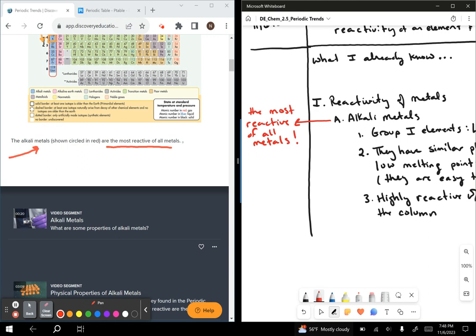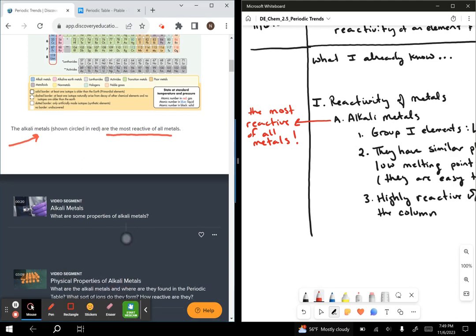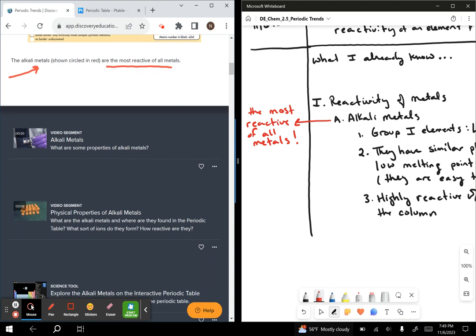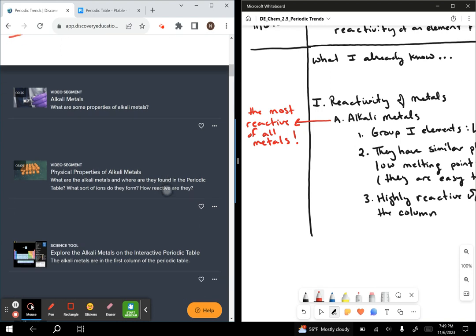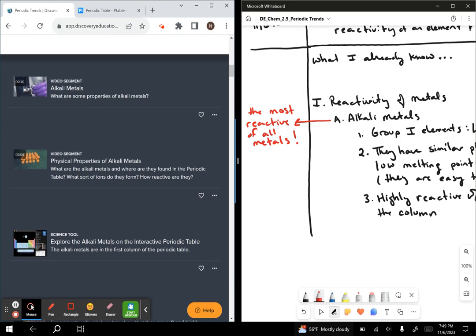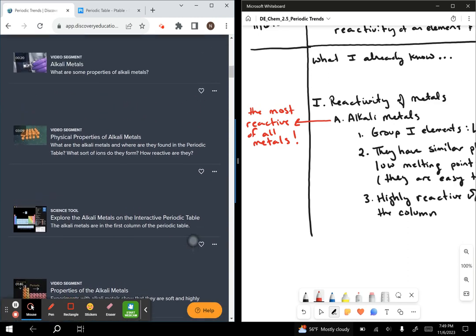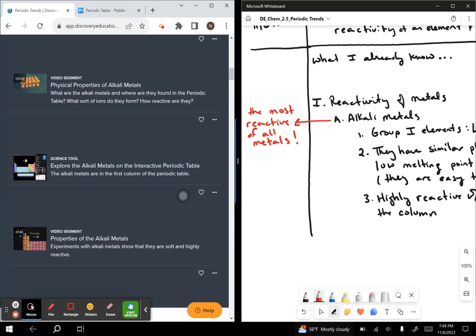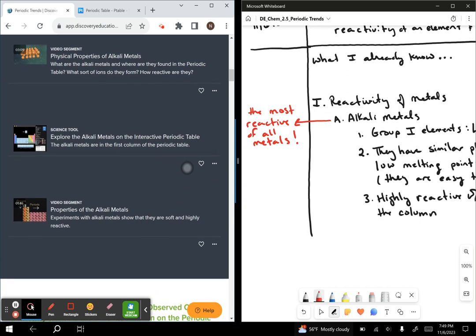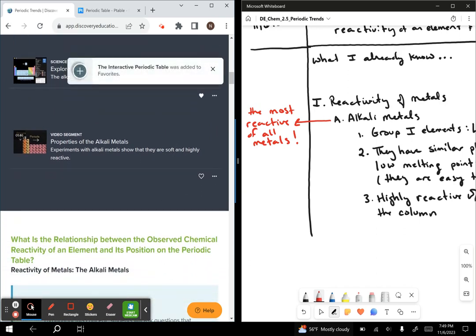So you can kind of see how we're using our margin notes to draw attention to things. You're going to have some good videos here: alkali metals, the physical properties of alkali metals, explore the alkali metals on the interactive periodic table, that might be a simulation of some sort, and the properties of the alkali metals. So a number of videos. Take advantage of that.